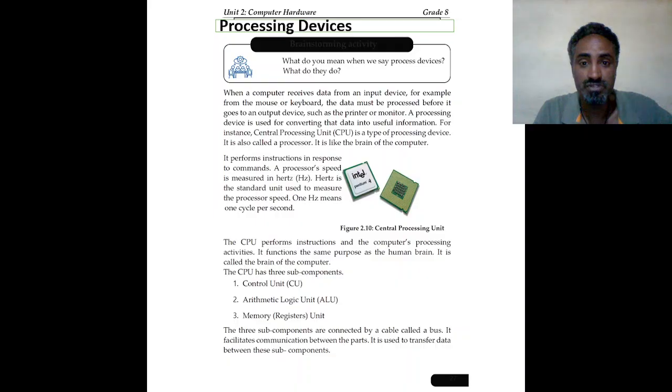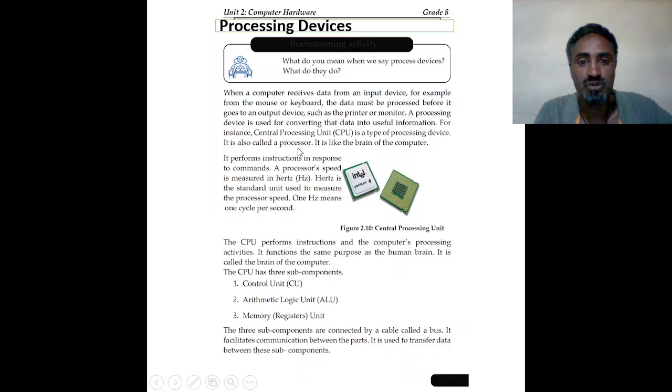When you think about the third generation, they used large scale integrated circuits. In the second generation, transistors changed data into information. In the first generation, vacuum tubes converted data into information. When you come to the processing device, the known device is the CPU. The central processing unit is a type of processing device. It converts data into information.